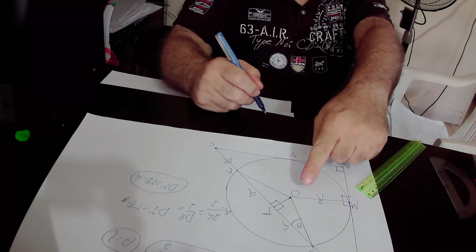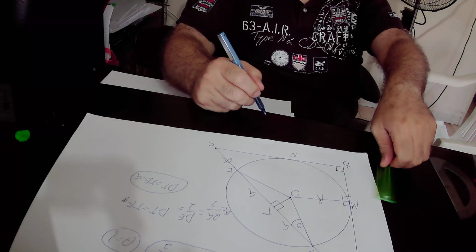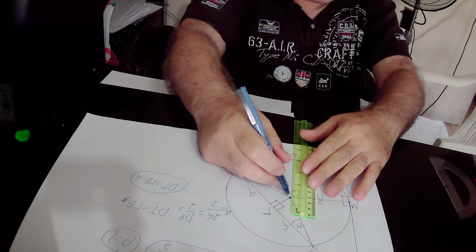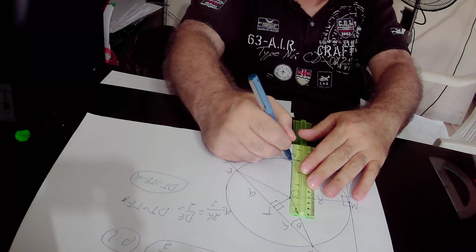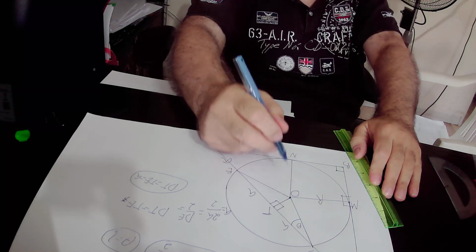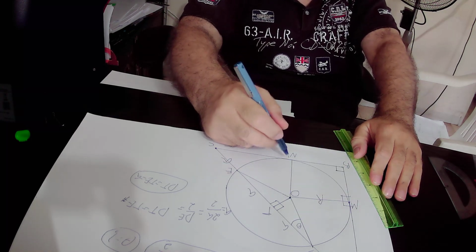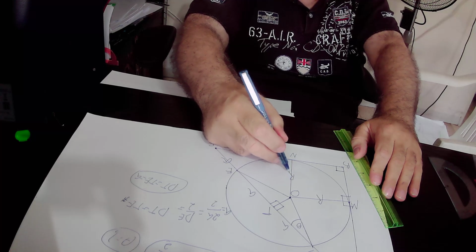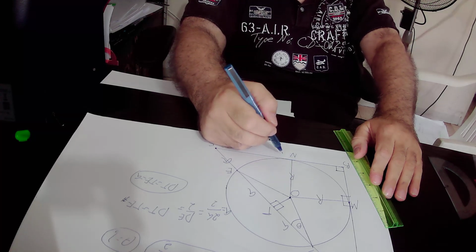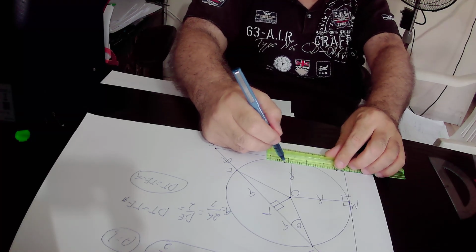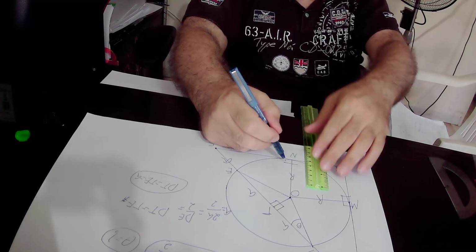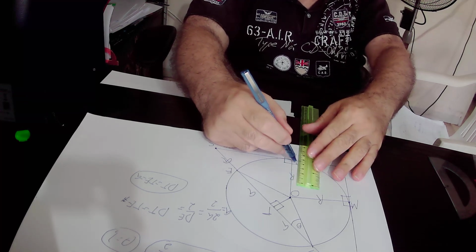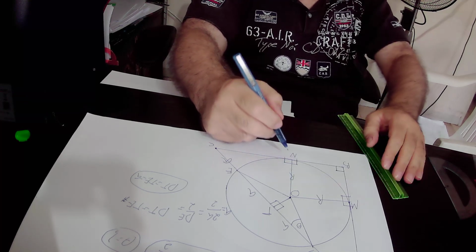Here we join points O and N together by a straight line. Point O is the center of the circle, point N is a point on the circle itself, therefore ON is the radius of the circle that is equal to R. And we have the radius ON drawn to the point of tangency, therefore according to rule number 1, this angle equals 90 degrees and this angle will equal 90 degrees.